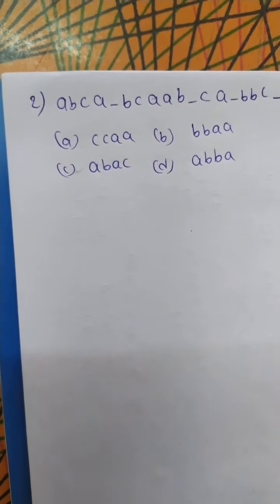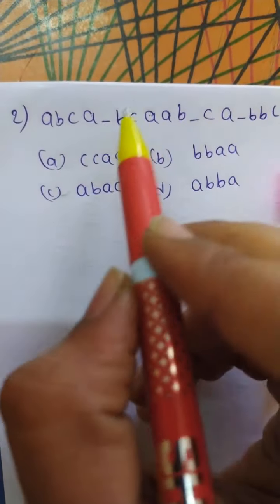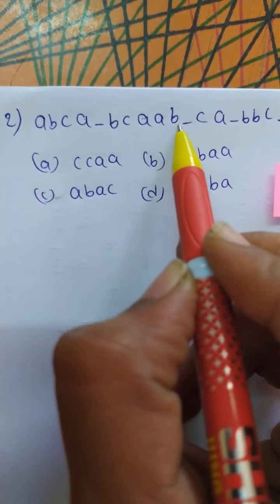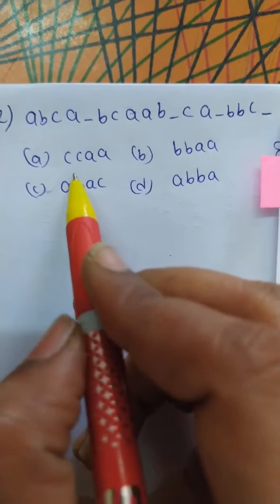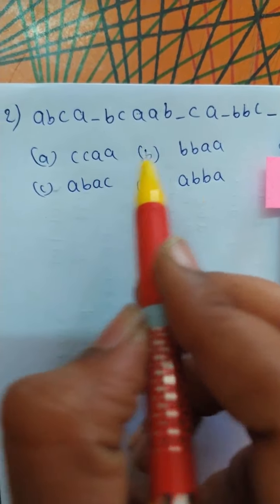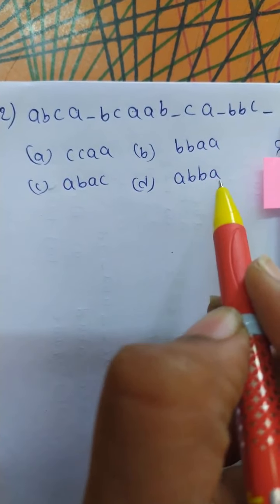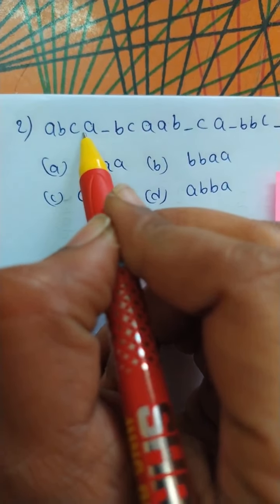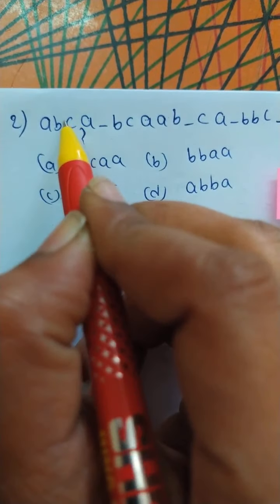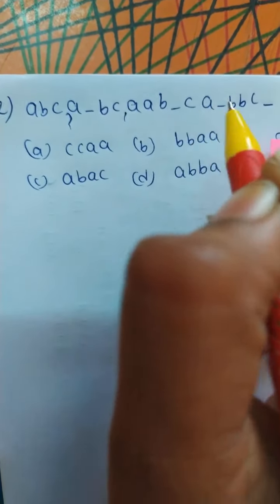This series has letters A, B, C, A dash B, C, A, B dash C, A dash B, B, C dash. Options are C C A B, B A B A, C A B B A. This is a different series. Here we can divide this series after C. After C, we should divide.